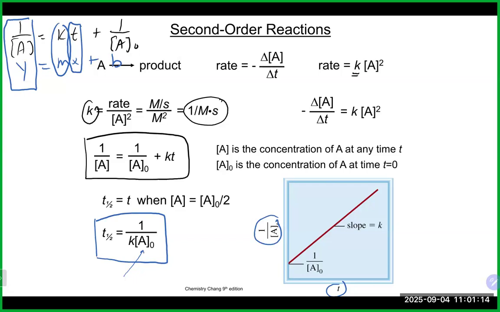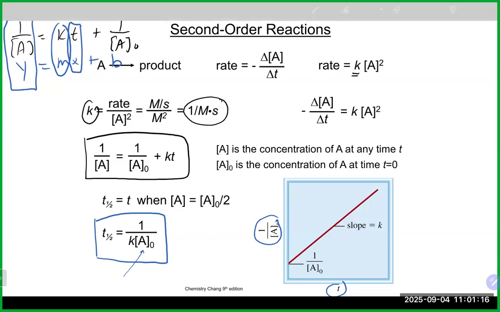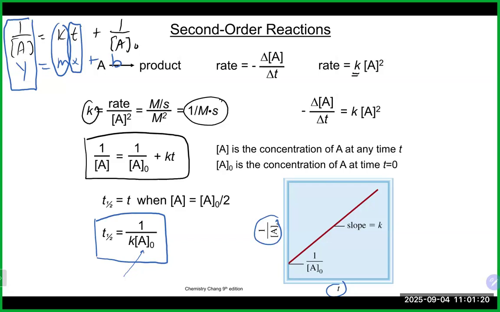So once again, much like our first order, there are several things that you have to know for second order reactions. Definitely the units associated with it, so you can recognize the order if it's not told to you, as well as concentration, time, the integrated rate law, the half-life, and again, our typical graph for second order reactions. Questions on that?